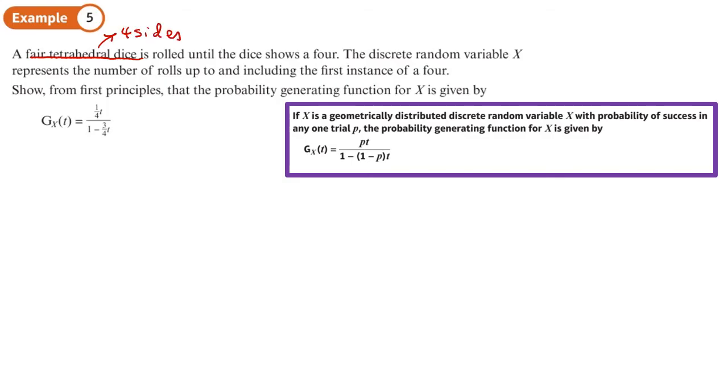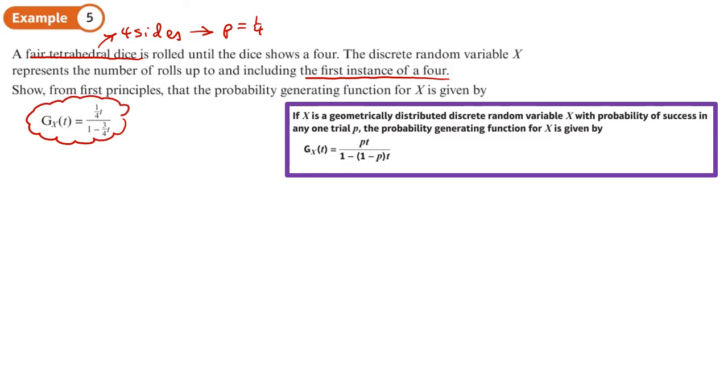If it's fair, that means the probability of getting a 4 is going to be a quarter, and it's rolled until we get a 4. The discrete random variable x represents the number of rolls up to and including the first instance of a 4. Show from first principles that the probability generating function for x is given by this expression here.